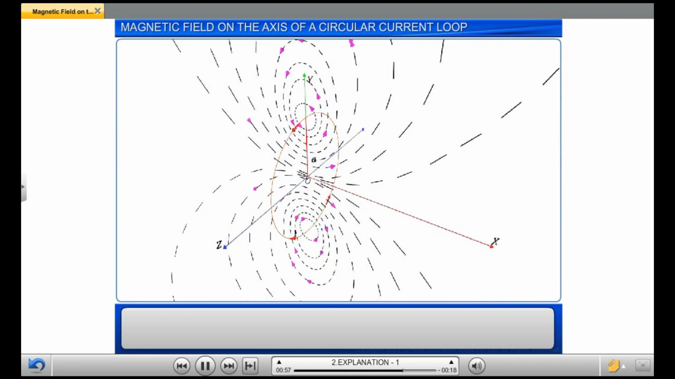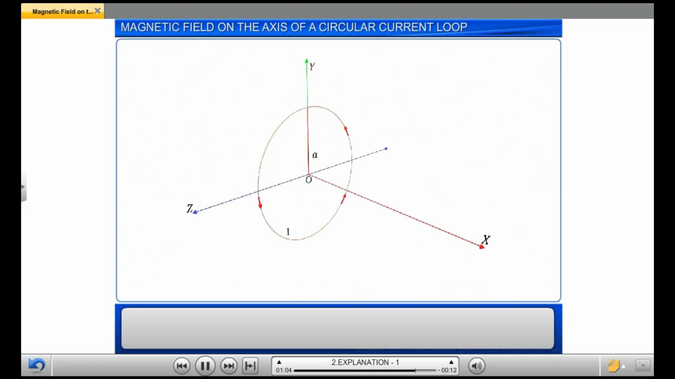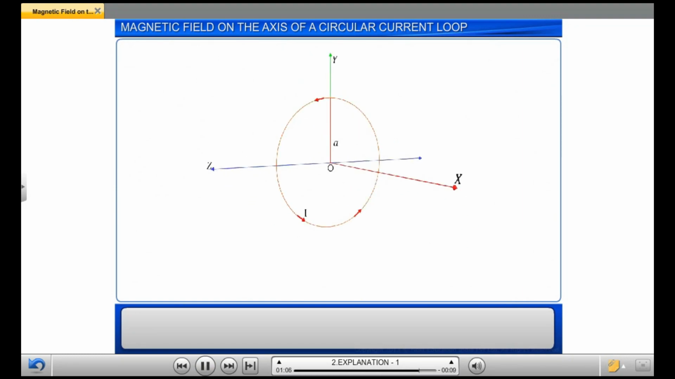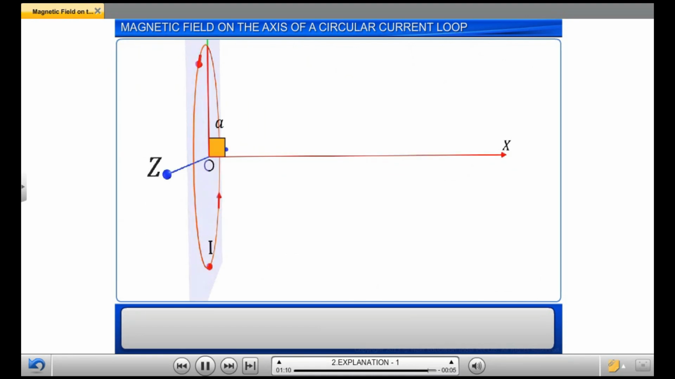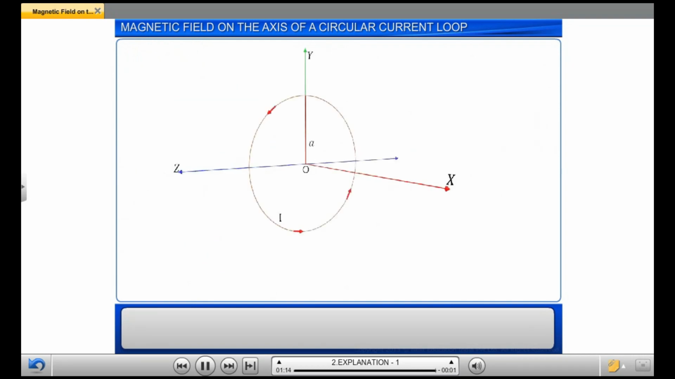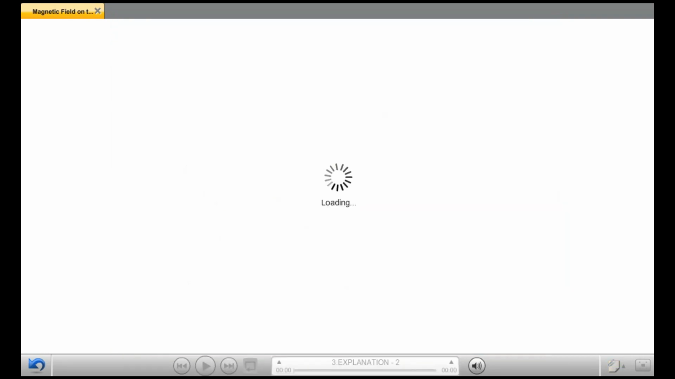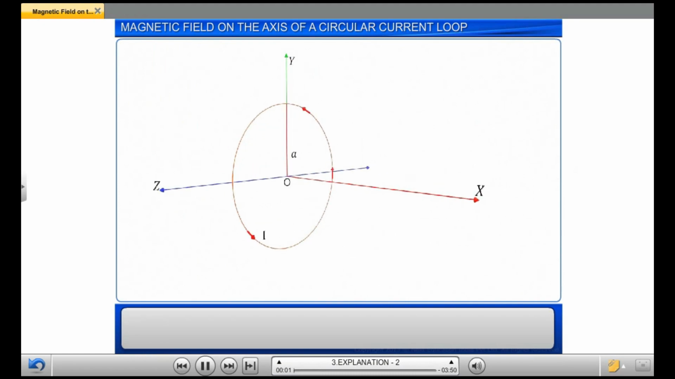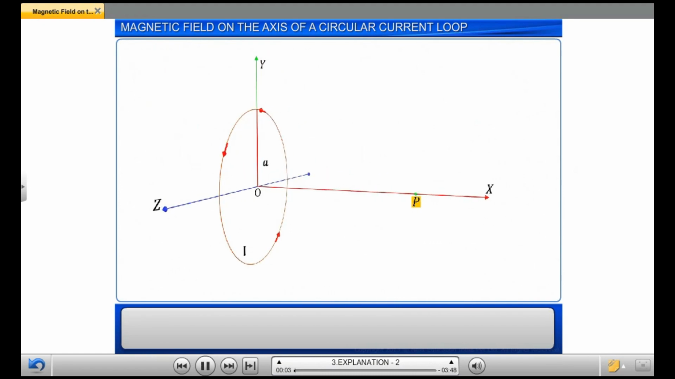To have a better picture of the concepts that we are dealing with, we do not show the magnetic field lines in the current module. The X-axis is the axis of the loop, which is always perpendicular to the plane of the loop. Consider a point P on the axis of the circular loop at a distance x from the center of the circular loop.